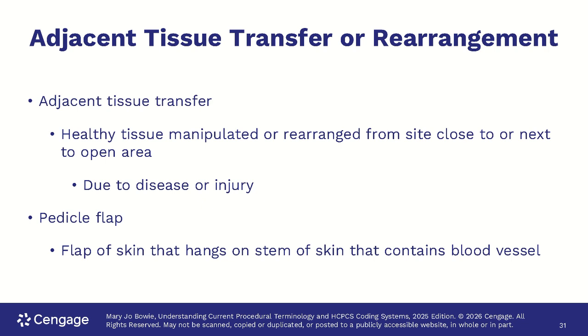All right, try to wrap this up in the next 12 minutes. All right, adjacent tissue transfer or rearrangement, and this just happens to be a long section. So, adjacent tissue transfer is where healthy tissue is manipulated or rearranged from the site close to or next to an open area. So, adjacent means near, and they're transferring that healthy tissue over to the area that has a disease or injury.